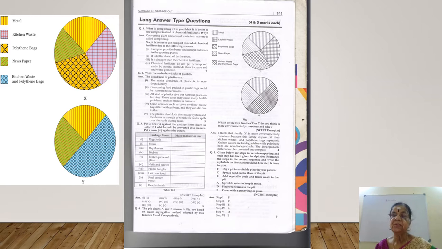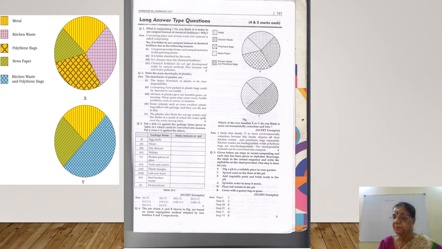So I can ask about four or five items to classify like this. You have to understand that. Then there are some items given where you have to classify into degradable and non-degradable, or biodegradable and non-biodegradable. Right? Next, look carefully.